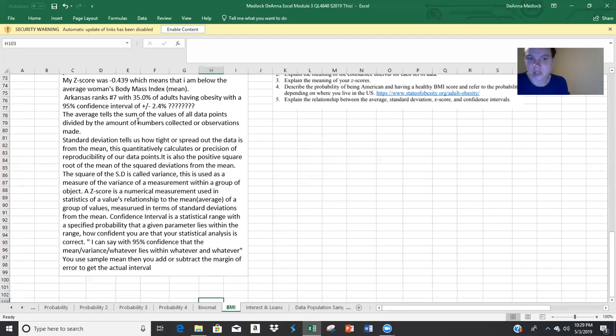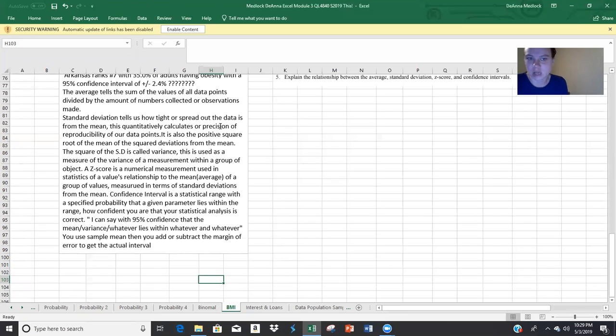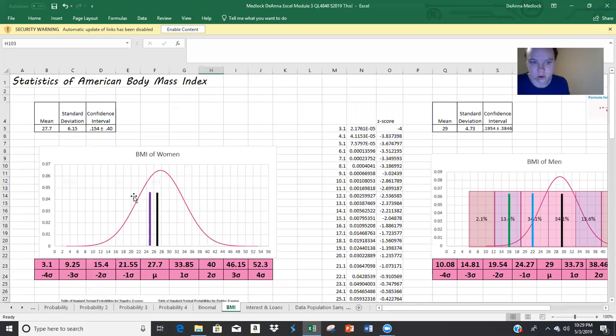The average is the sum of the values of data points divided by the number of observations made. So our standard deviation tells us how tight or spread out the data is from the mean. This quantitatively calculates the precision or reproducibility of our data points. It is also the positive square root of the mean of the squared deviations from the mean, which are these boxes for each. These are each a standard deviation.